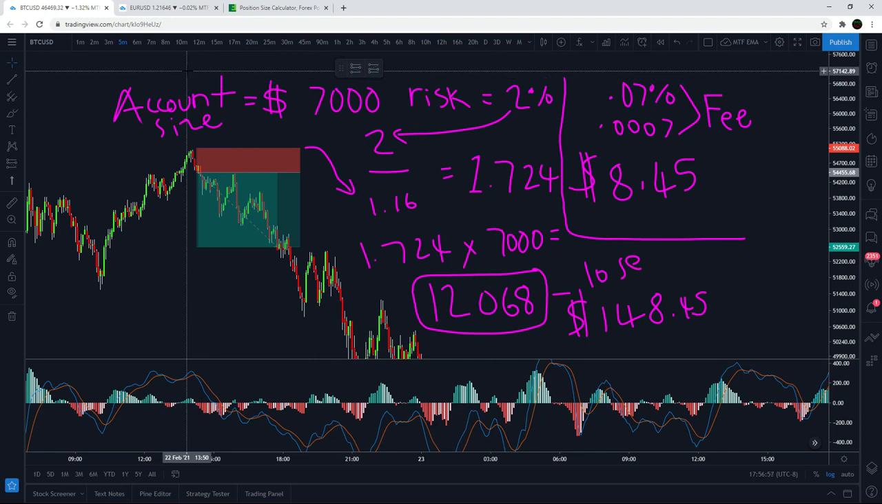But anyway, I digress. That is how I calculate position sizing in a very simple video.